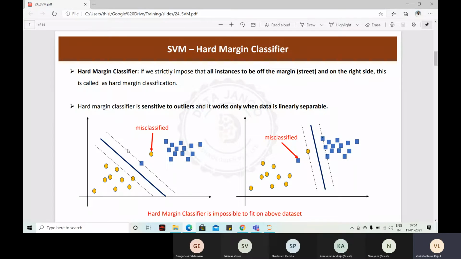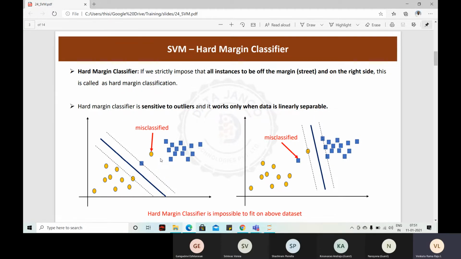When you do non-linear SVM, you can do a hard margin classifier. Hard margin classifier means it is trying to put all the different class data points on one side of the model. It is very difficult. Very rarely it will happen.